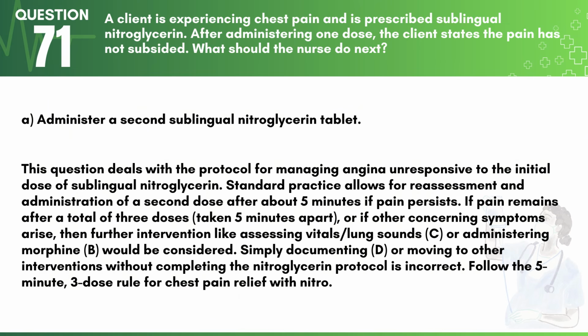further intervention like assessing vitals/lung sounds, C, or administering morphine, B, would be considered. Simply documenting, D, or moving to other interventions without completing the nitroglycerin protocol is incorrect. Follow the 5-minute, 3-dose rule for chest pain relief with nitro.